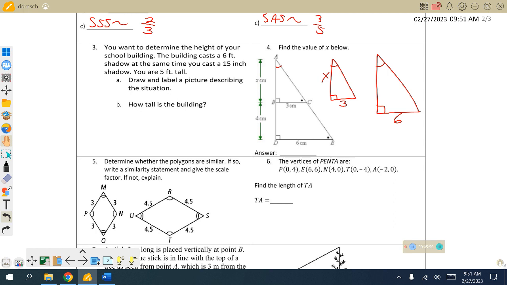That small leg was X. What's this big leg right here going to be written as? 4 plus X, correct, X plus 4. The mistake that students make too many times is writing it as 4X. How's that read?